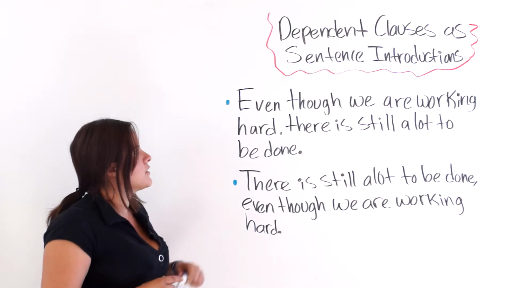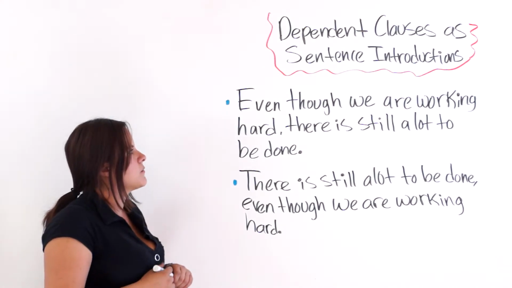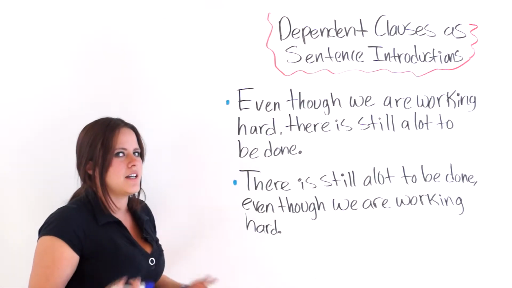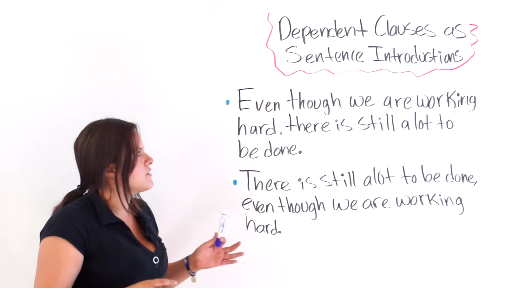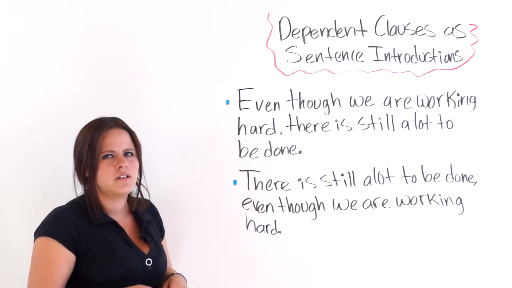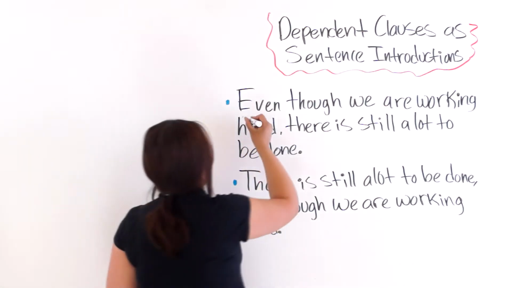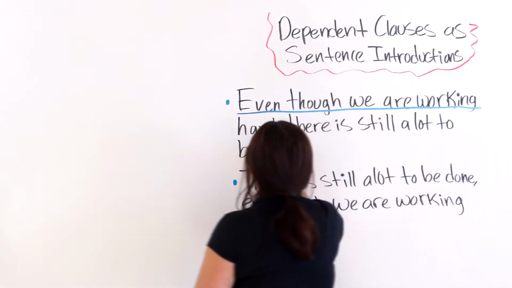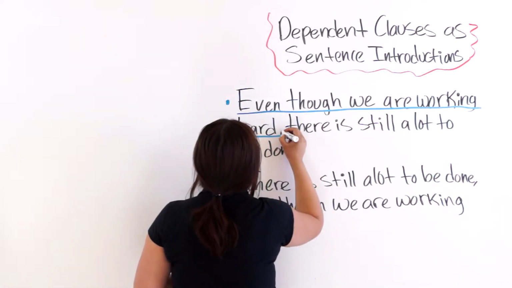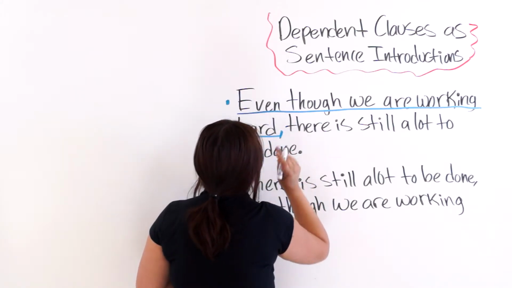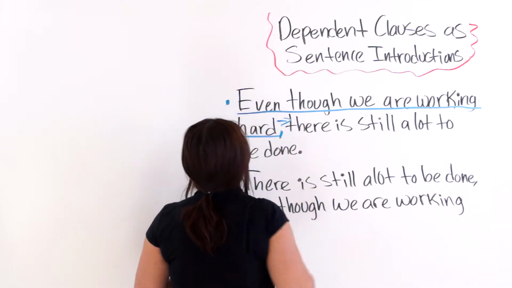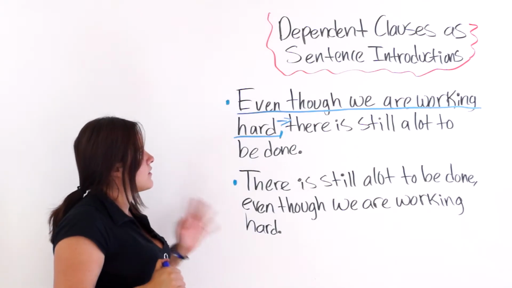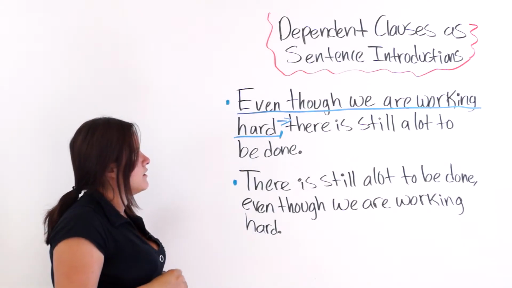All right, the first one says, "Even though we are working hard." Is that a dependent clause? Does it make sense by itself or not? Could it be a sentence by itself? No. So here we have a dependent or subordinate clause followed by a comma introducing an independent clause. Even though we are working hard, there is still a lot to be done.